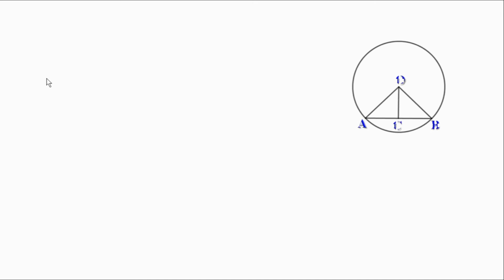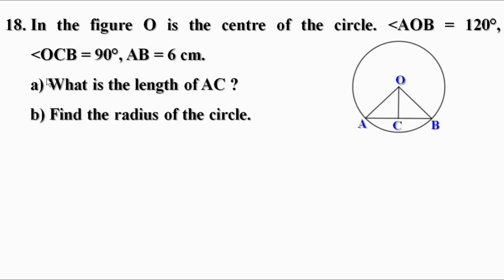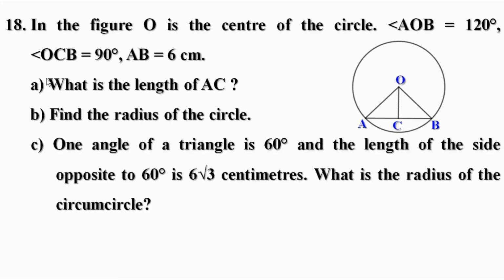18th problem. In the figure, O is the center of the circle, angle AOB equal to 120 degree, angle OCB equal to 90 degree, AB equal to 6 centimeter. What is the length of AC? Find the radius of the circle. One angle of a triangle is 60 degree and the length of the side opposite to 60 degree is 6 root 3 centimeters. What is the radius of the circumcircle?